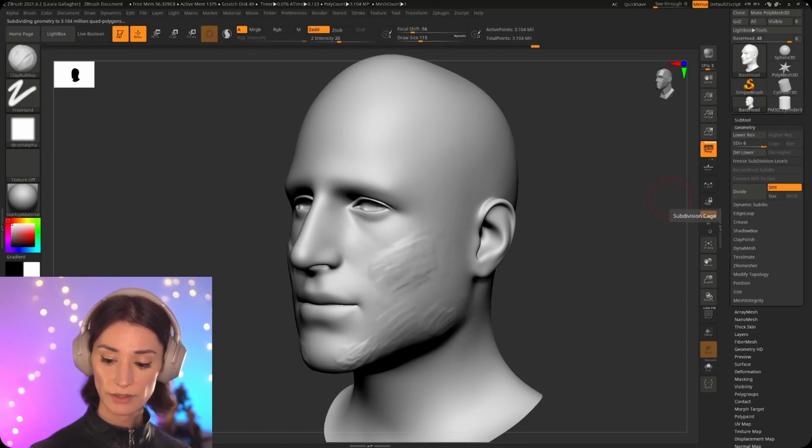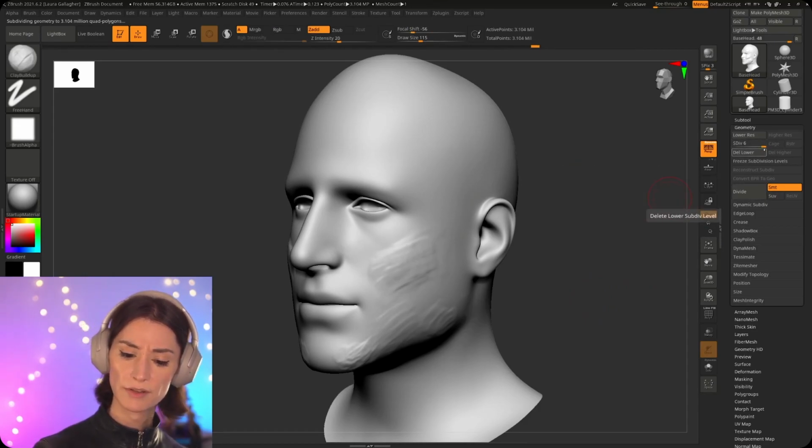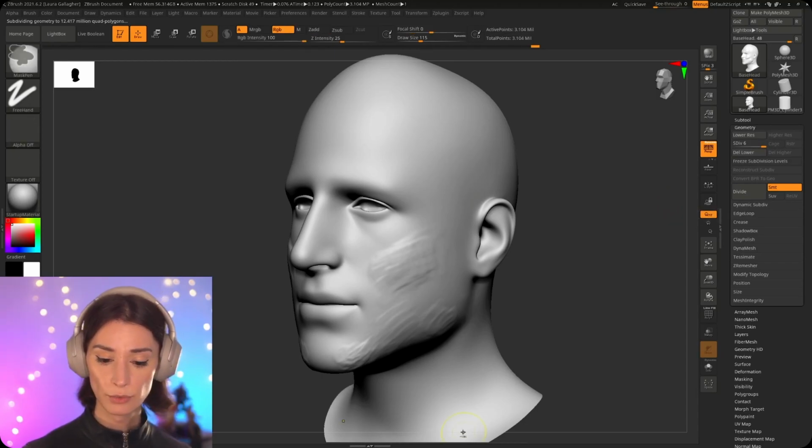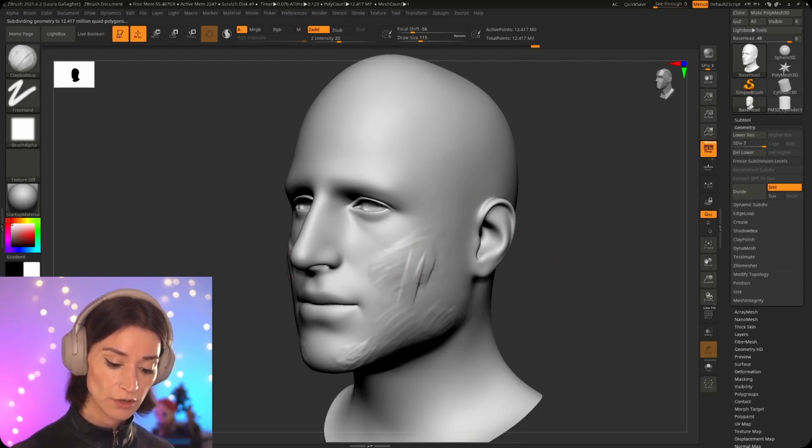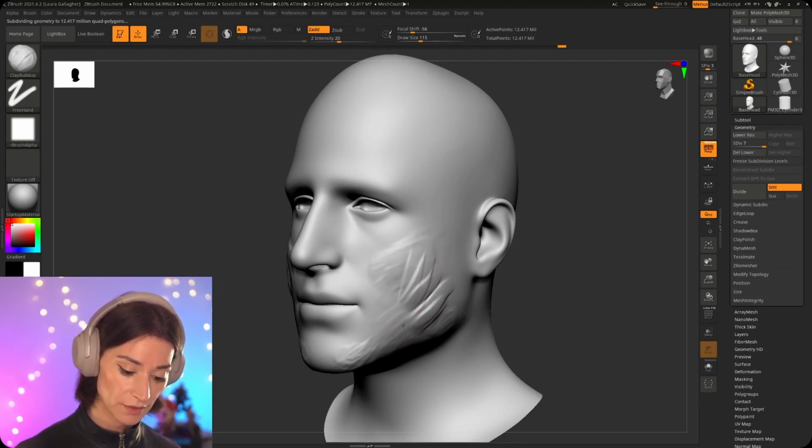There you go. Now we're at 6. I thought we were at 6 before. That's weird. Okay, yeah, I'm back to 3 million. There you go. Why don't we subdivide it once more? Here we go. 12 million polygons. We got 12 million polygons on this head.